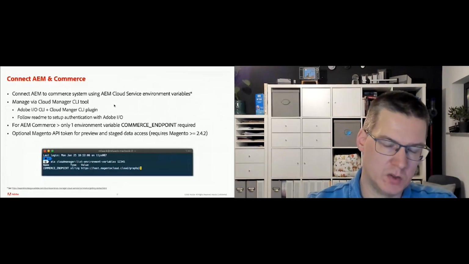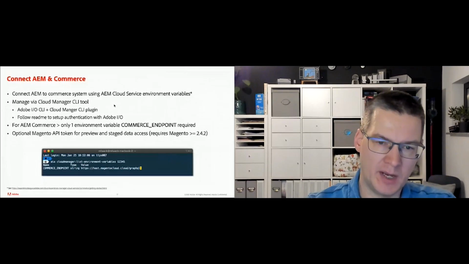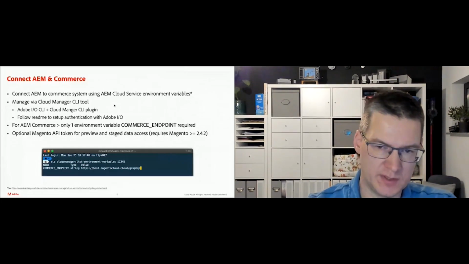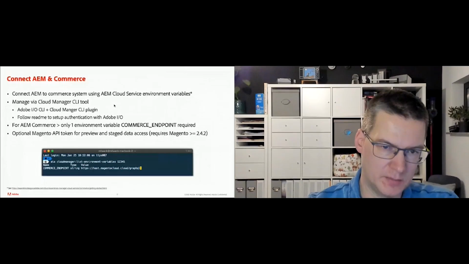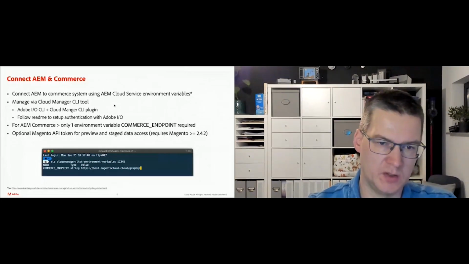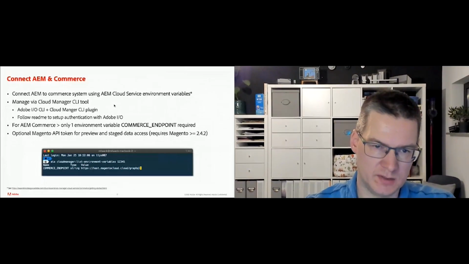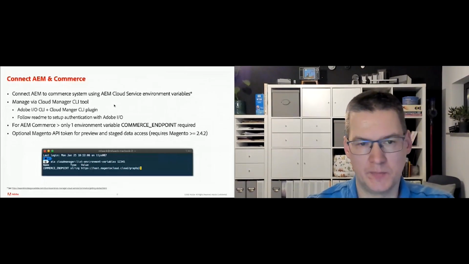Actually, for Magento, there is a second optional configuration, which is providing an API token. It's needed for the AEM author to access the preview and the stage data, because the preview data is typically not publicly accessible. It's always protected, and you need to have extra rights on the backend system to see these staged and non-published data.